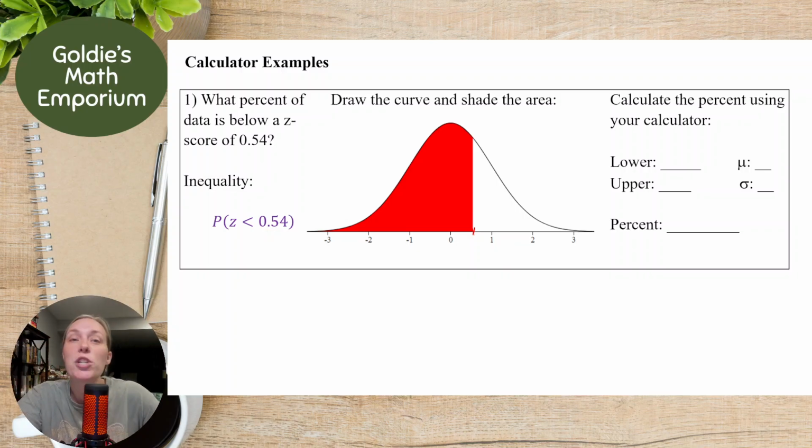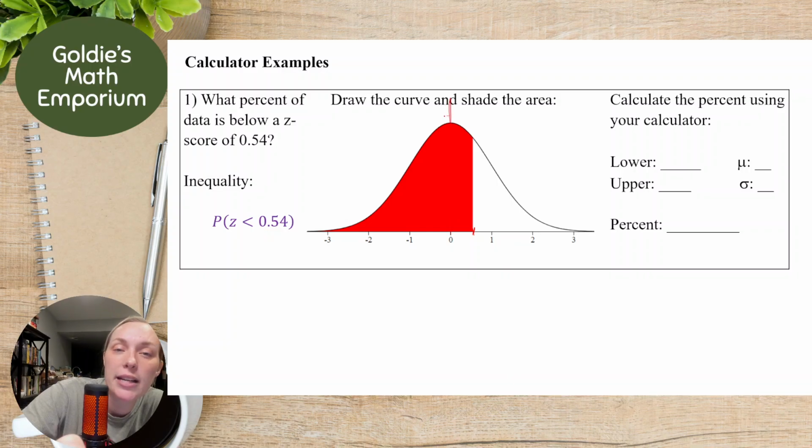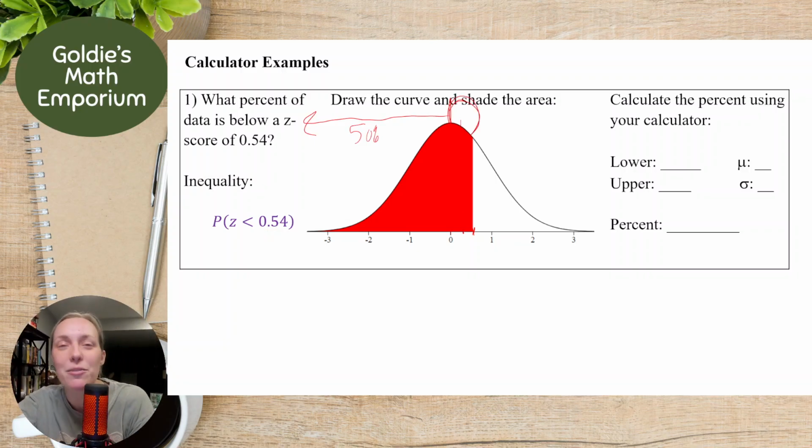Now, what do you know about this percentage? Just based on the empirical rule, you know that this is going to be above 50%, because this is 50% right here, so it's a little bit above 50%. Oh, sorry, it's red. Red on red never works. But what percent is it exactly? Well, that's when we use our calculator.